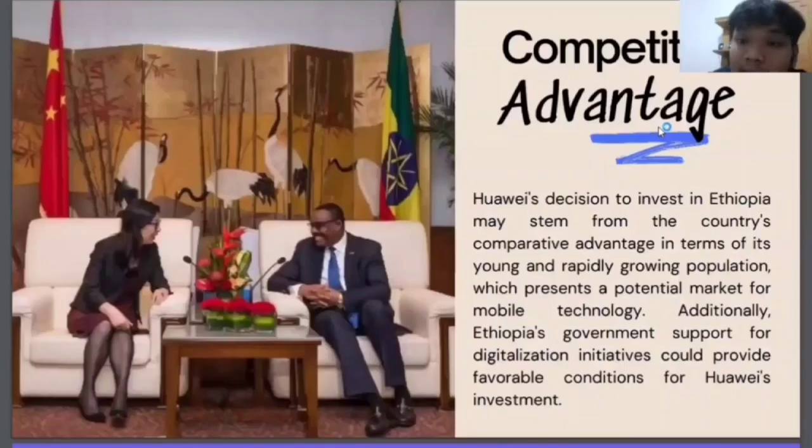And this case emphasizes the competitive advantage, because Huawei's decision to invest in Ethiopia may stem from the country's comparative advantage in terms of its young and rapidly growing population, which presents a potential market for mobile technology. And additionally, Ethiopia's government support for digitalization initiatives could provide favorable conditions for Huawei's investment.